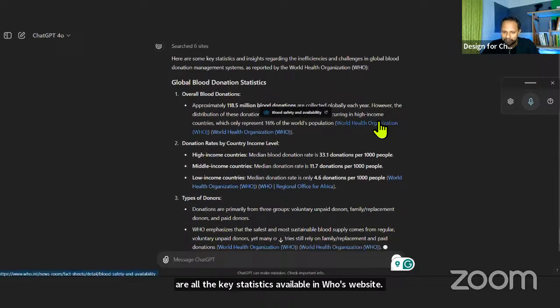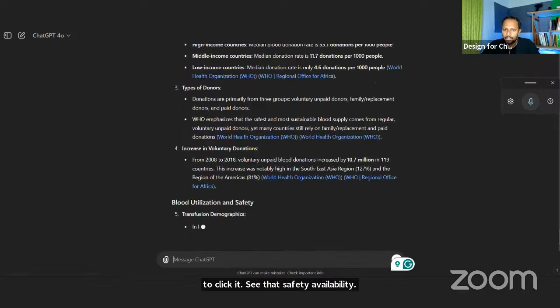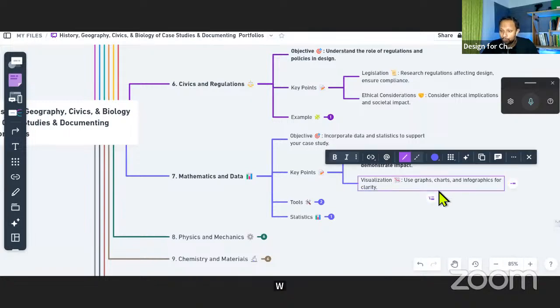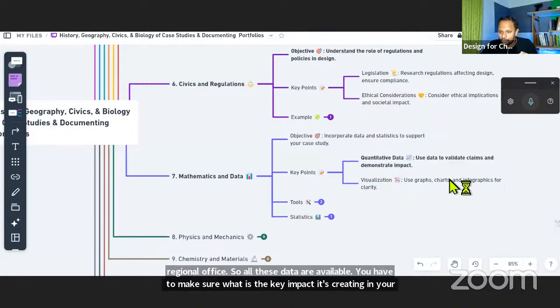You can click it. See, blood safety availability, WHO regional office. So all this data is available. You have to make sure what is the key impact it's creating in your project. Put that. Show some visuals. Show some graphs. Show some infographics.